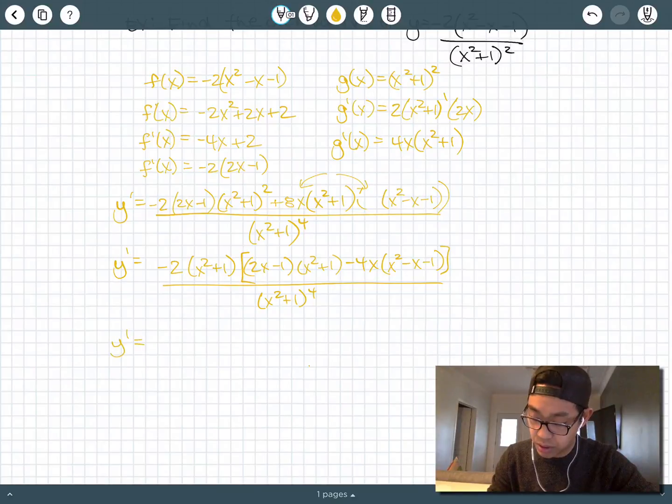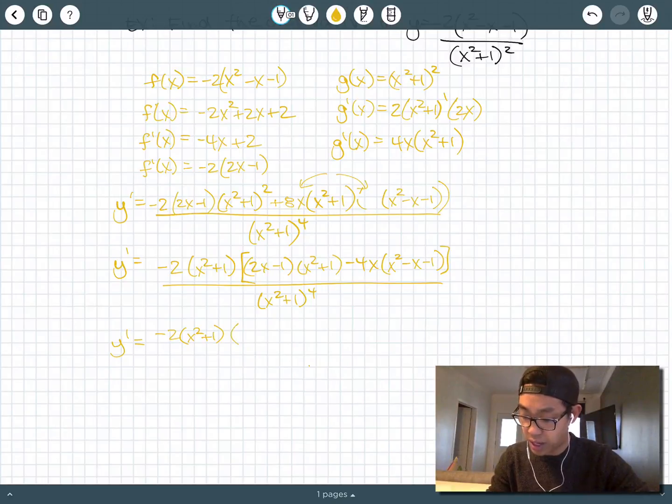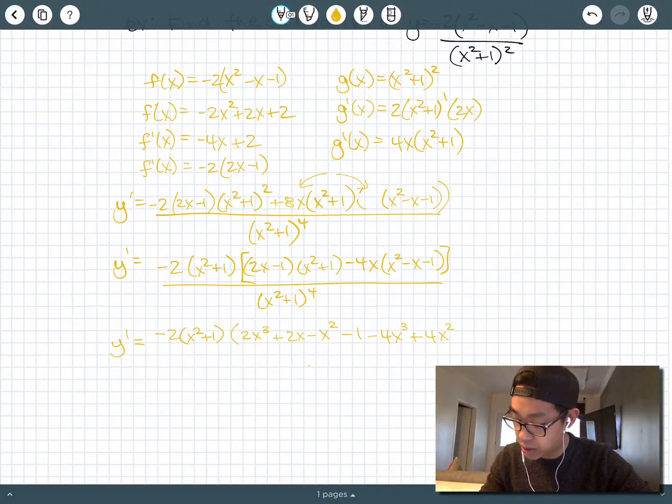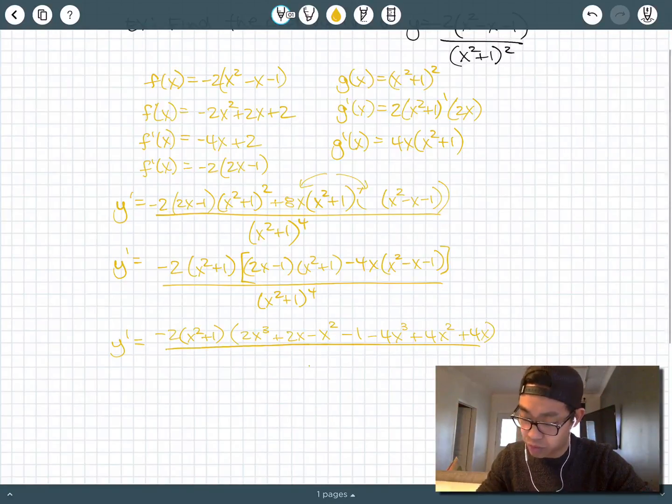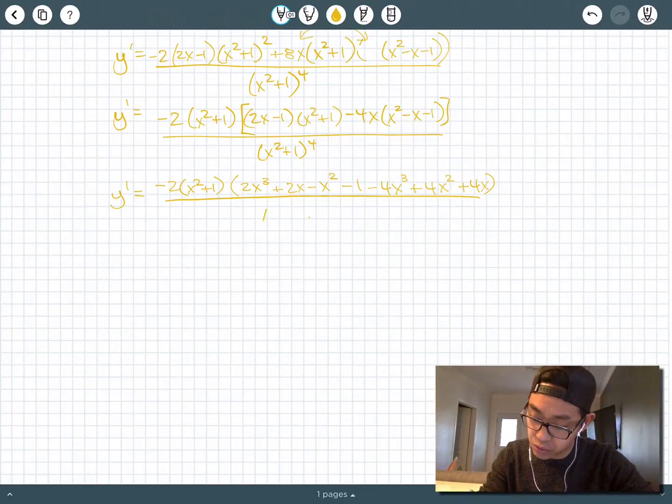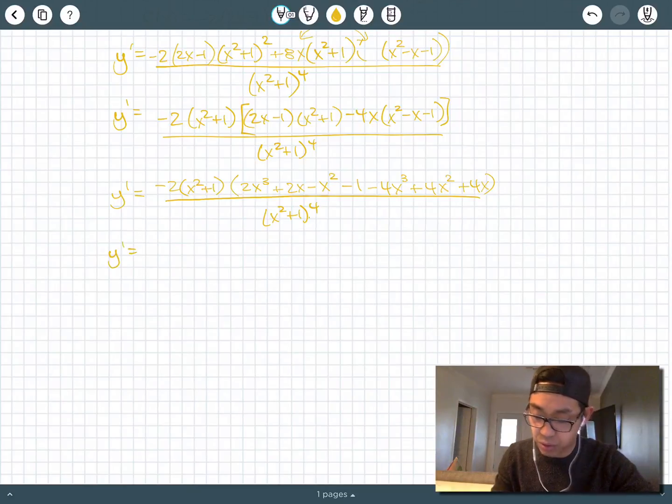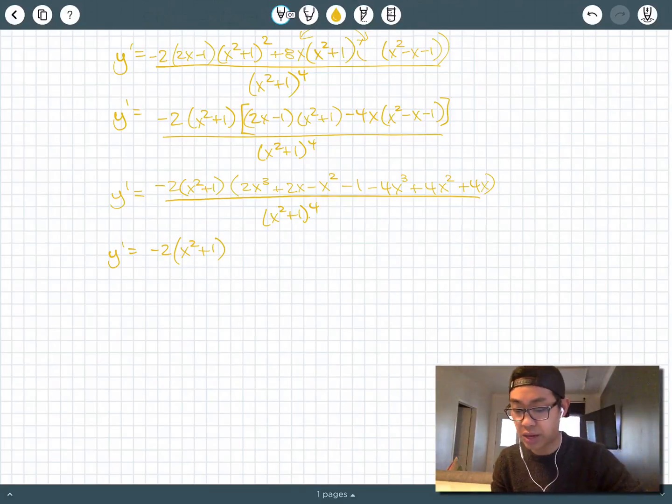Now, let's simplify within the square bracket, so we'll expand and simplify. We get 2x times x squared is 2x cubed, 2x times 1 is plus 2x, minus x squared minus 1, minus 4x cubed, plus 4x squared, and then plus 4x, all over (x squared plus 1) to the 4. We can still simplify within the square bracket. That's now become a circle bracket, so the end one.